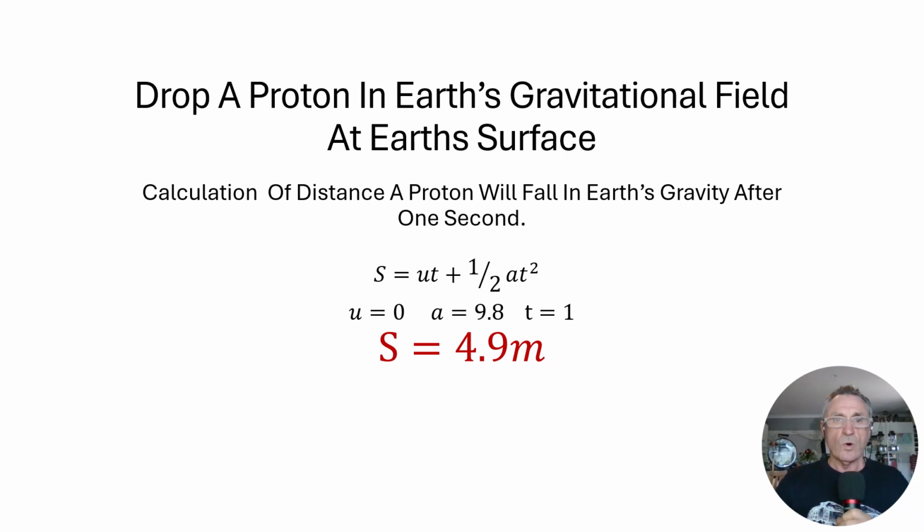Here we are deriving what we know. We're ignoring factors like air resistance and the fact that the Earth is rotating. The proton will fall 4.9 meters after 1 second in Earth's gravitational field if we accept that acceleration due to gravity at Earth's surface is 9.8 meters per second per second. Acceleration due to gravity is the gravitational constant times the mass of the Earth divided by r squared. 9.8 meters per second squared is close enough for this proof of concept.